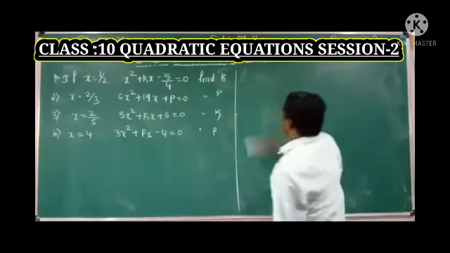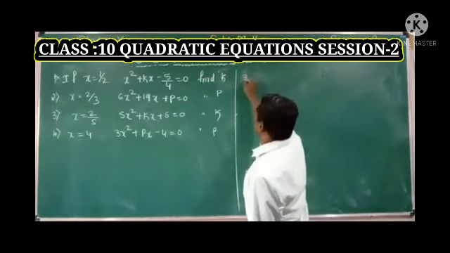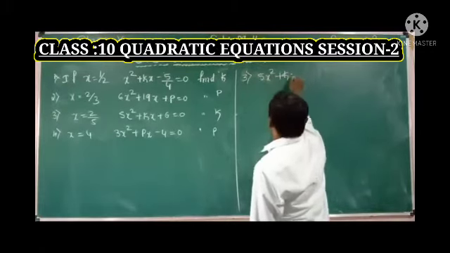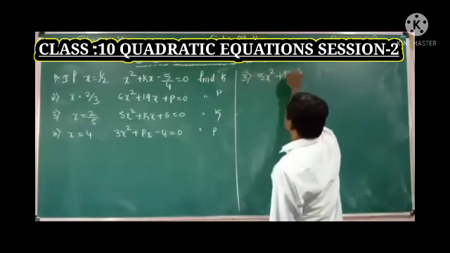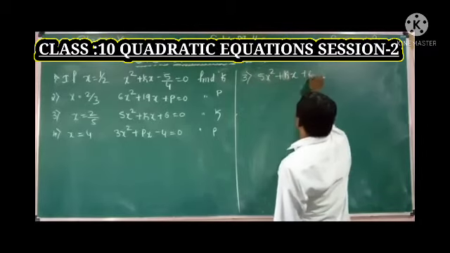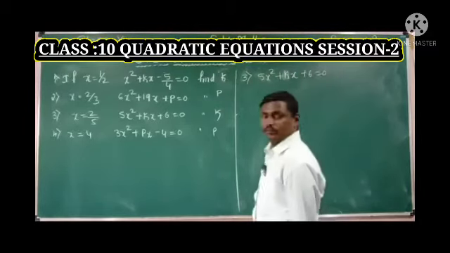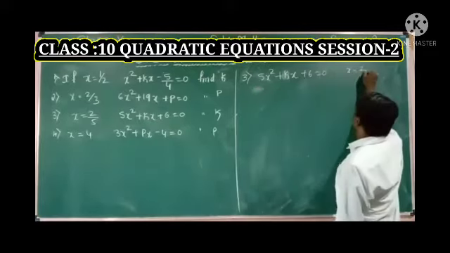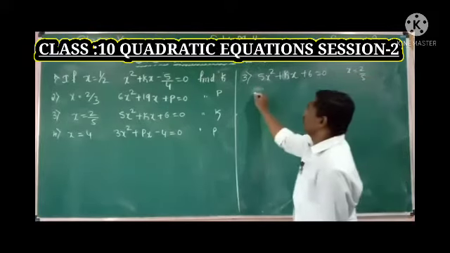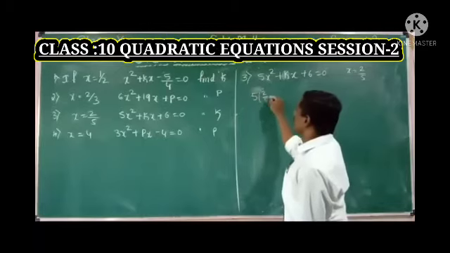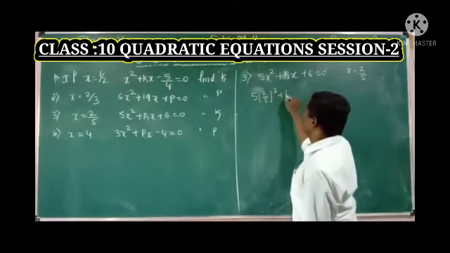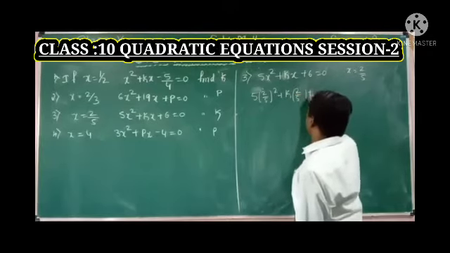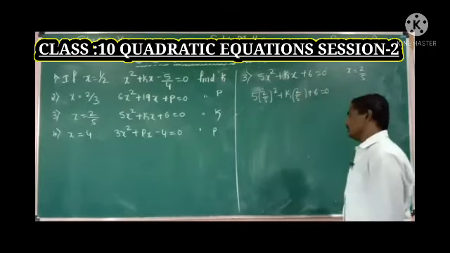Next, see the third question. What is given in the third question? The given quadratic equation is 5x square plus kx plus 6 is equal to 0. The x value is x is equal to 2 by 5. 5 into 2 by 5 whole square plus k as it is, and x value is 2 by 5, plus 6 is equal to 0.